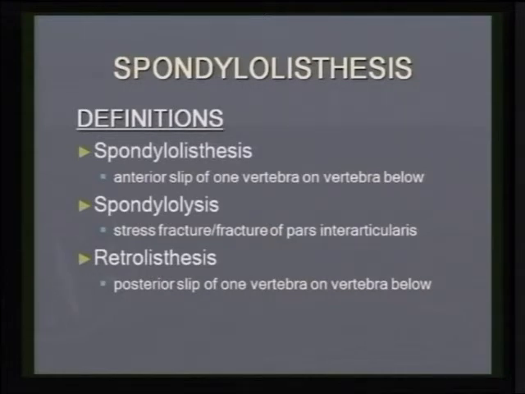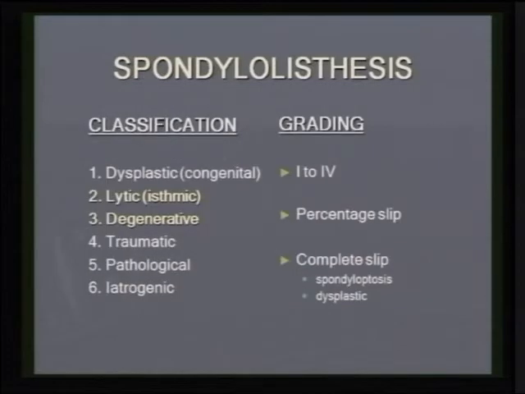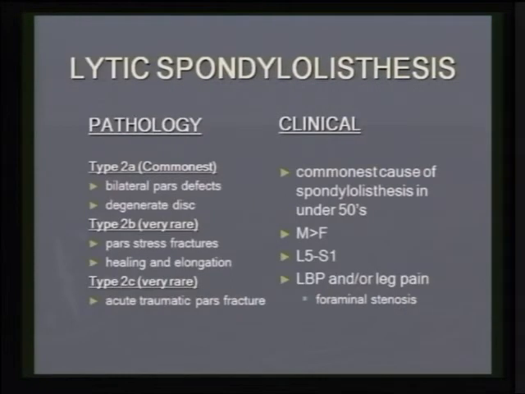Well, quickly, spondylolisthesis. I'll miss the definitions. They should all be clear to you. The classification of lumbar spondylolisthesis is very classical. The two important types, I think, clinically, are the lytic spondylolisthesis and the degenerative, which we see most commonly in clinical practice. We can grade it according to the percentages of the slip or grade from 1 to 4. And when we have a complete slip, usually seen with the dysplastic cases, that's termed spondyloptosis.